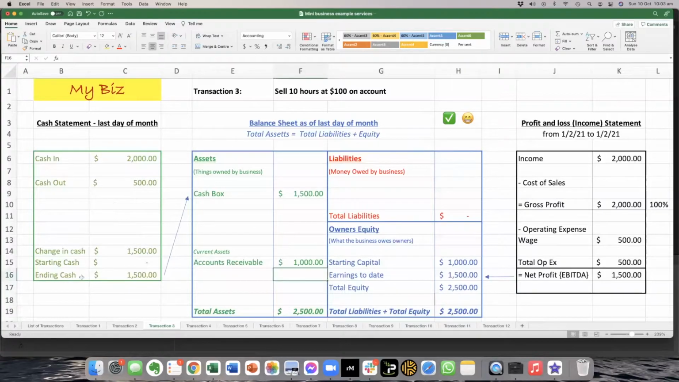Now, no cash has moved, so this doesn't need to change. On the surface, our business is looking pretty good so far. You know, we've got a fairly high profit. But let's wait to see how it all starts to unfold with our next transaction.